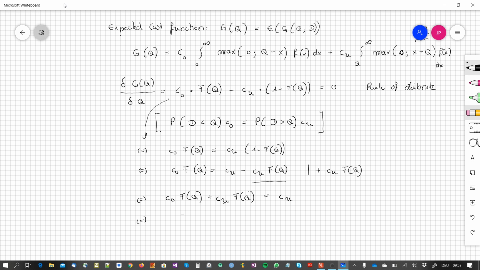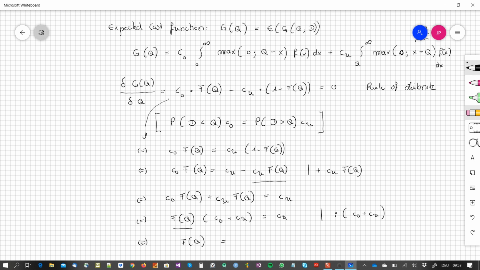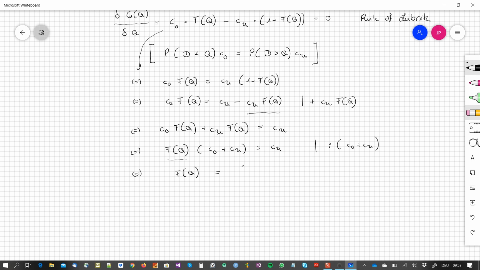Here now you realize that we can make things a little easier, and our goal is to isolate F(Q). So here, if we take that into brackets for multiplication, then we can get that on the other side, the term, and then we will have F(Q) equals the underage costs divided by overage cost plus underage cost. And this term here is called our critical ratio.